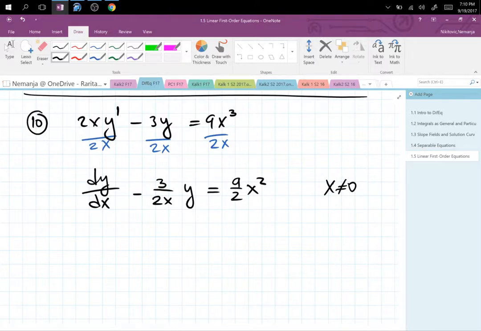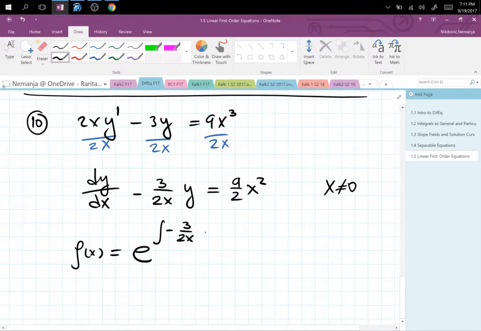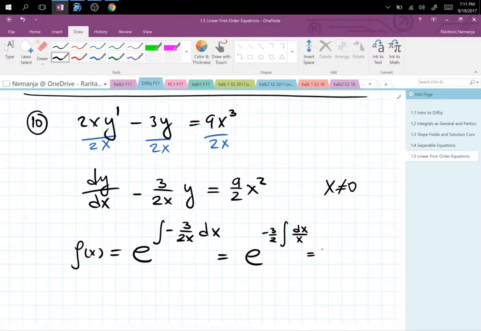All right, so now we are going to calculate our integrating factor rho of x as e to the integral of negative 3 over 2x dx. Now, again, your skills in integration are important. We have dx over x, and we have left 3/2 with y. I just pulled out the negative 1 over x. No, y has to be alone for the purposes of the integrating factor. You put 3 over 2x.